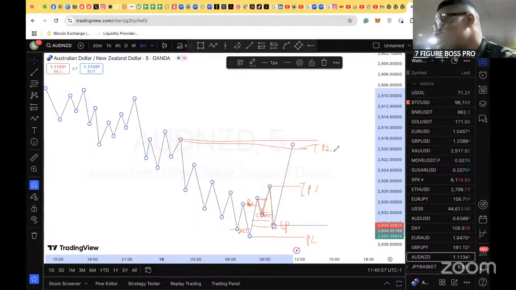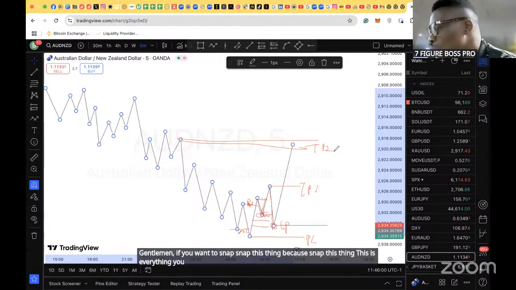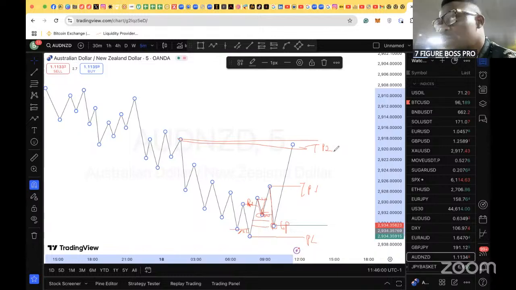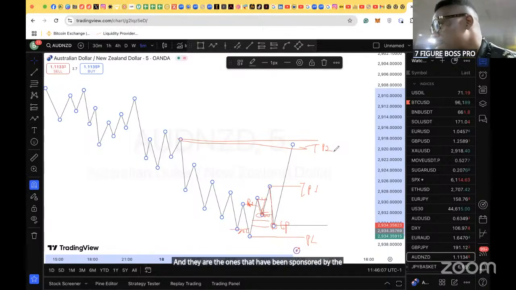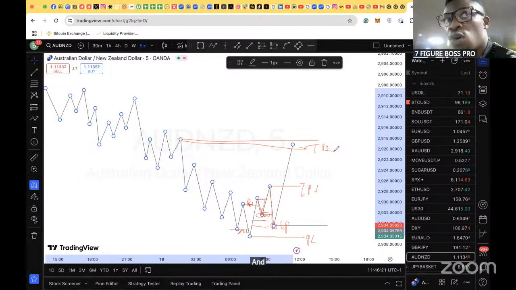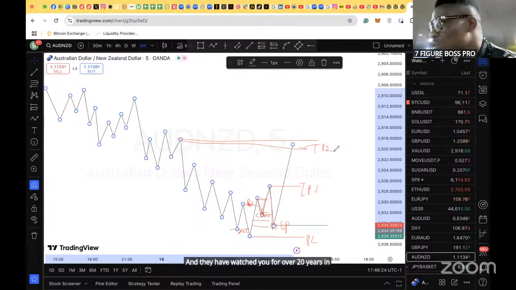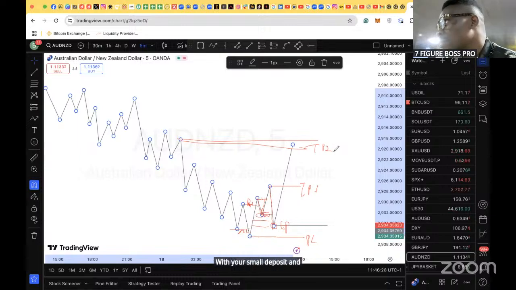Gentlemen, if you want to snap this thing, because this is everything you need to know to make money in this market. I've been in this industry for at least up to 10 years now. I can tell you the brokers are not your friend, and they are the ones being sponsored by the banks, called the market makers, to bring you into this market. And they have watched you for over 20 years in this industry. They have understood how you behave with your small deposits and how you react to markets. And they have designed your behavior, your psychology, into these charts.